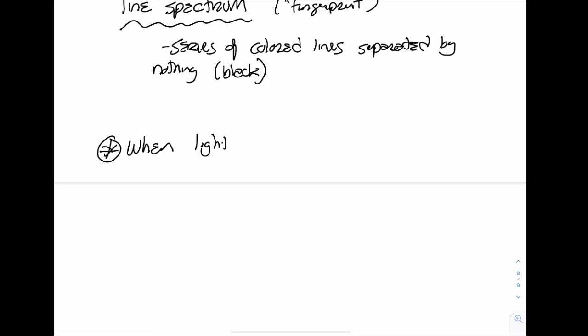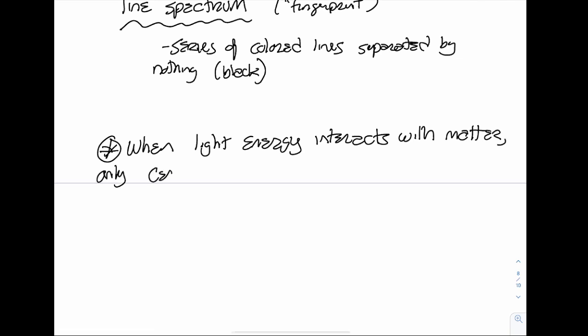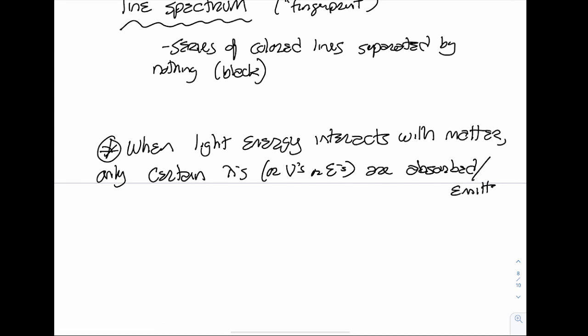When light energy interacts with matter, only certain wavelengths, so only certain frequencies, only certain energies. We could substitute any of those terms, right? Frequencies or energies are absorbed and emitted. I'll talk about the difference between absorbed and emitted in a few minutes in more detail also. So when light energy interacts with matter, only certain wavelengths are absorbed or emitted. We would say that the energy is quantized.